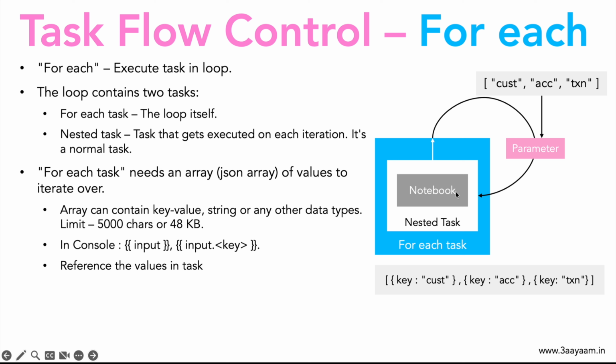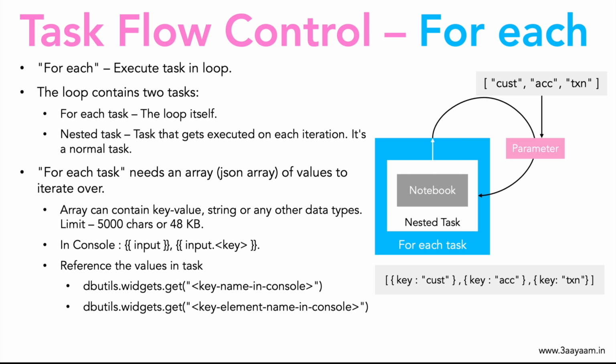And to reference the values in the task, which is nothing but the notebook, we can use the dbutils.widgets.get followed by the key name in the console. Whatever key name we provide in the console, that name has to be used in the widgets utilities. And if it is an element, let's say something like this, we'll have to use the key element name in the console. Obviously, I'll show you this. Might be a little confusing right now. But what I mean to say here is that the parameters for the for each task will be defined in the console, and the notebook will have to refer to these parameter values using the dbutils widgets utilities.